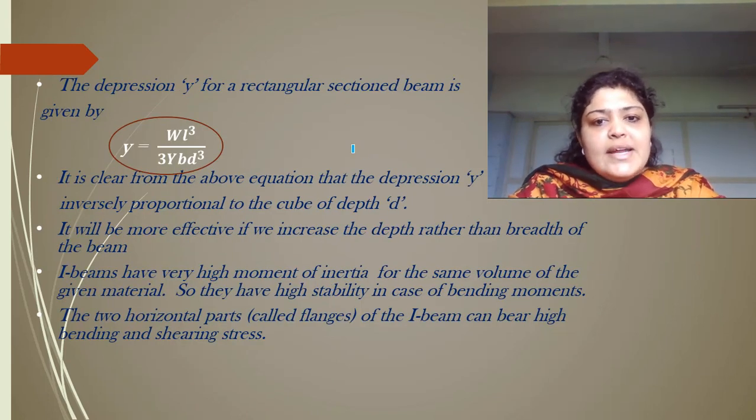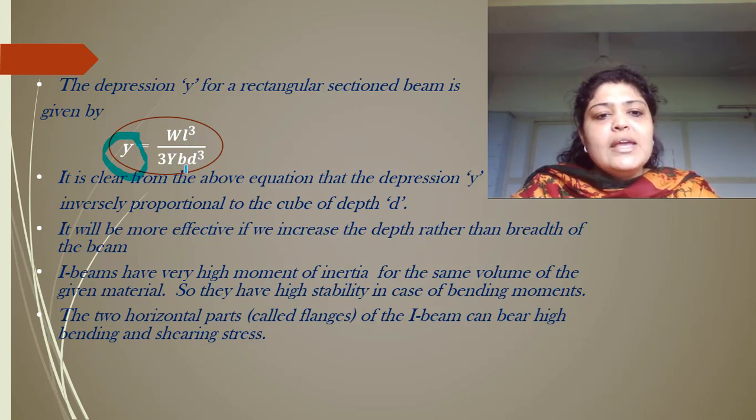Now we had studied a topic wherein our beam was fixed at one end and loaded at the other. We had derived an equation for a rectangular cross section, and the equation of depression says y is equal to WL cube upon 3Y BD cube. Here B is the breadth of the beam and D is the depth of the beam.